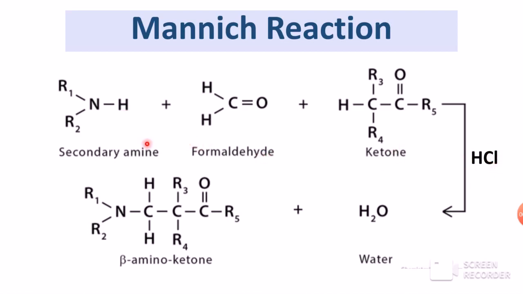So when a ketone with an alpha hydrogen atom reacts with formaldehyde and a secondary amine, primary amine, or ammonia in the presence of the catalyst concentrated HCl, it gives the beta amino ketone, or beta amino carbonyl compound.